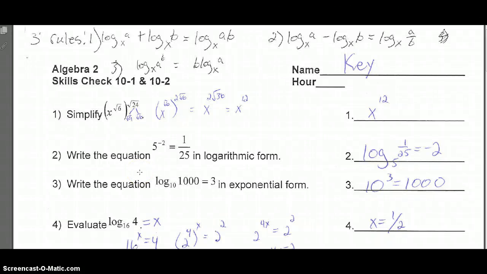Here's the answer key for the Chapter 10 retake practice packet I gave you.